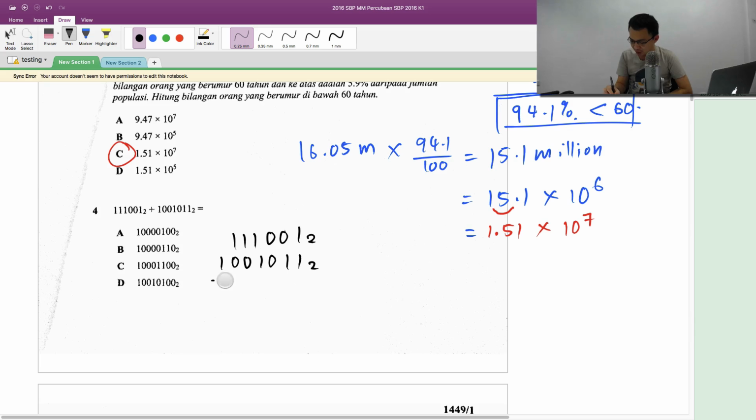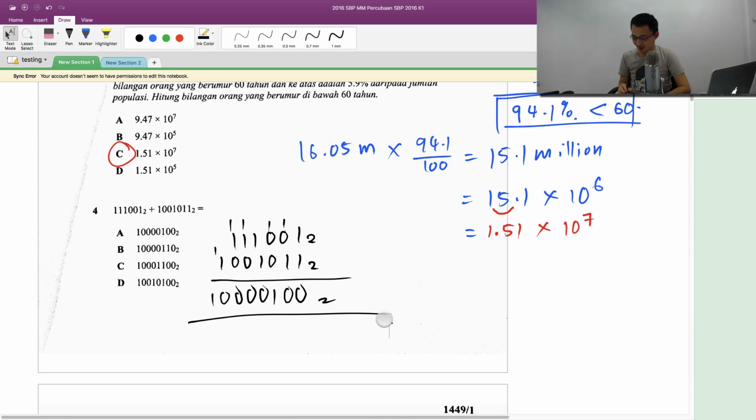1001011 base 2. So you have 1 plus 1 is 10. 1 plus 1 is 10. So you got 1. 1 plus 1 is 10. Okay, so this one should be my correct answer, 1 with 100. So the answer will be A. Alright, just need to know in base 2, 1 plus 1 equals 10. Okay, if this is base 2.